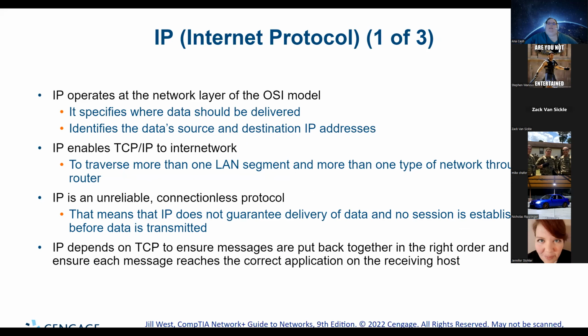Okay, IP operates at the network layer of the OSI model. It specifies where data should be delivered, identifying the data source and destination IP addresses. IP enables TCP/IP to internetwork, to traverse more than one LAN segment and more than one type of network through a router. IP is an unreliable connectionless protocol.